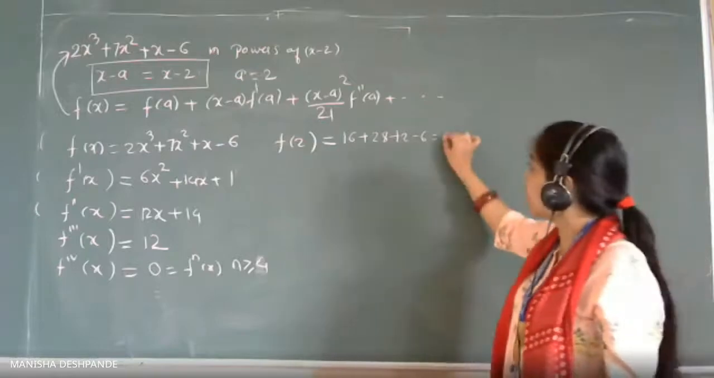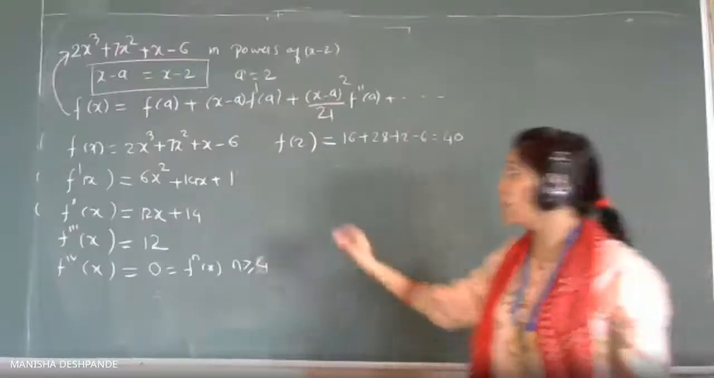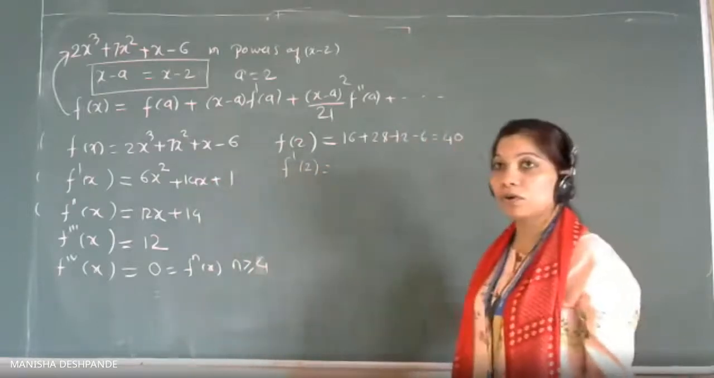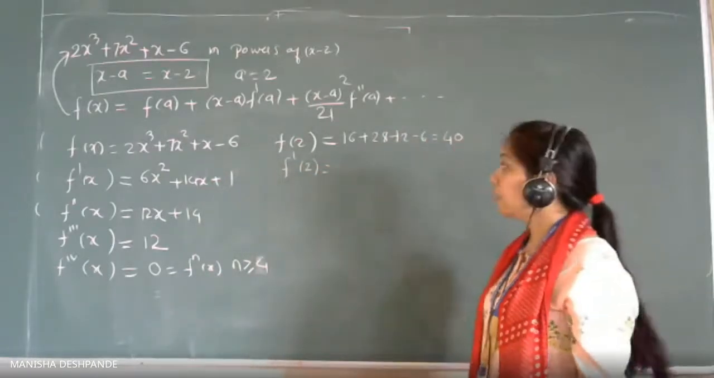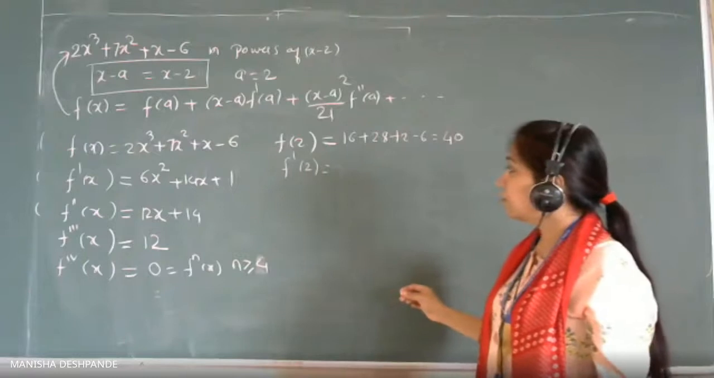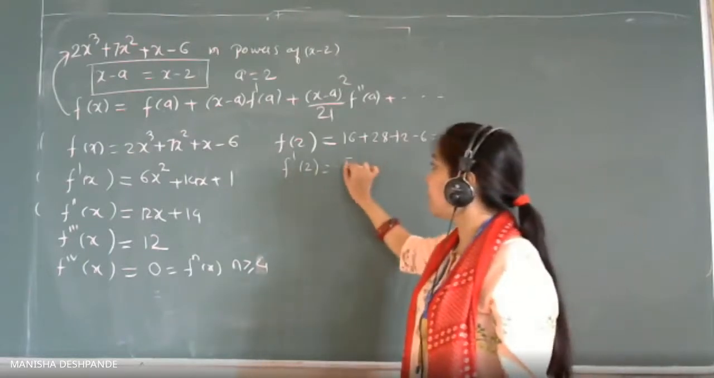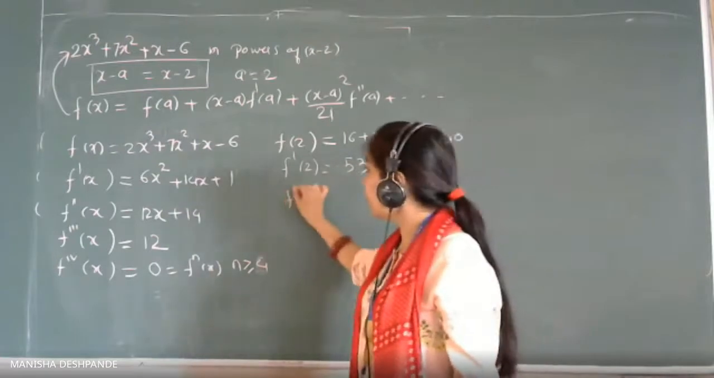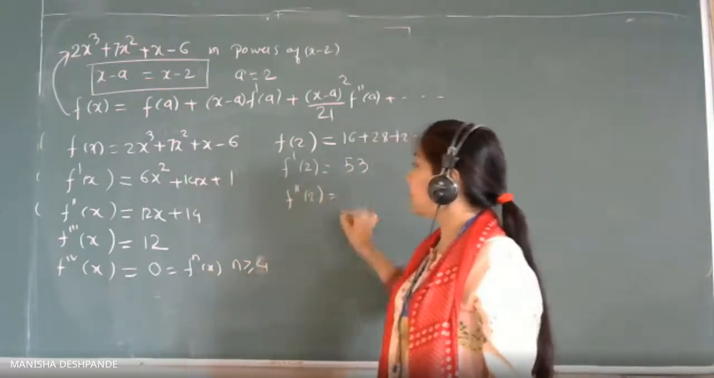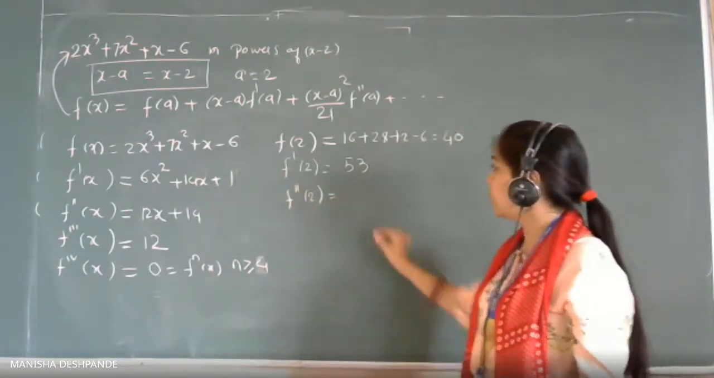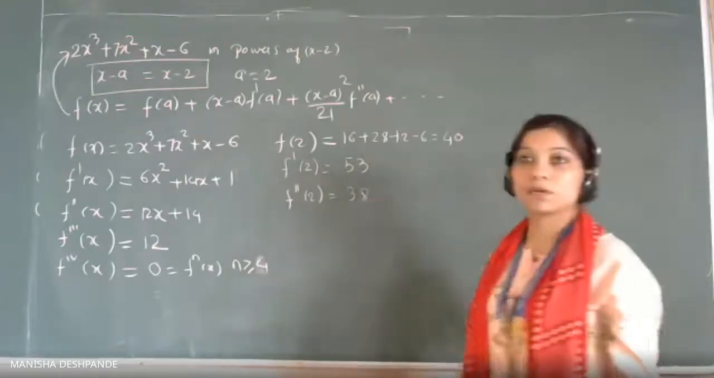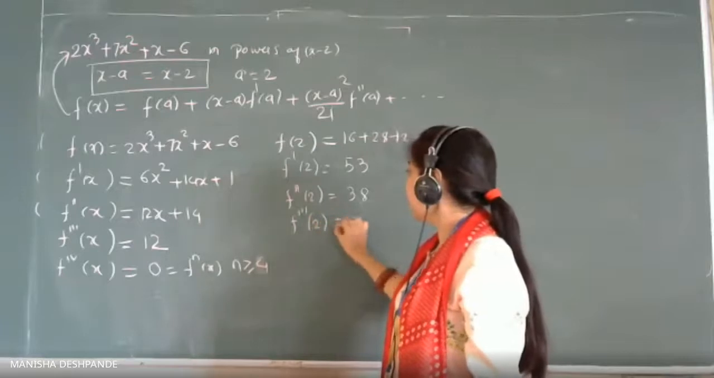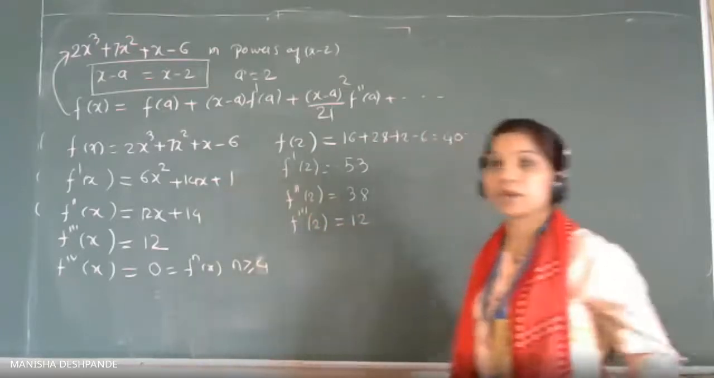Okay, then f dash of 2 is 6 into 4, 24, plus 28, that is 52, plus 1, 53. I'm writing directly. Is it okay? Then f double dash of 2 is 12 into 2, 24, plus 14, 38. Then f triple dash is fixed, that is 12, and the fourth derivative is 0. That we have written already. Whatever x is, it will be 0.